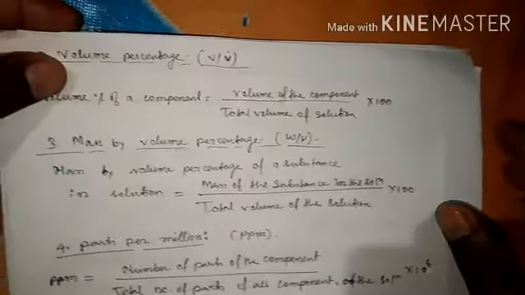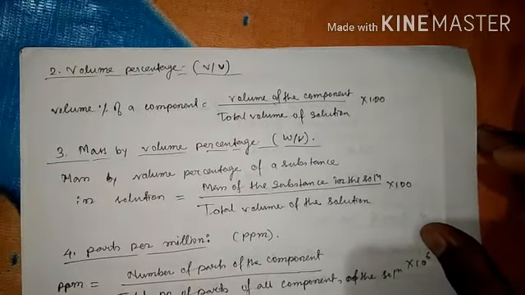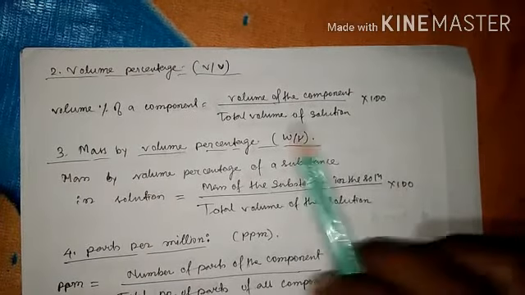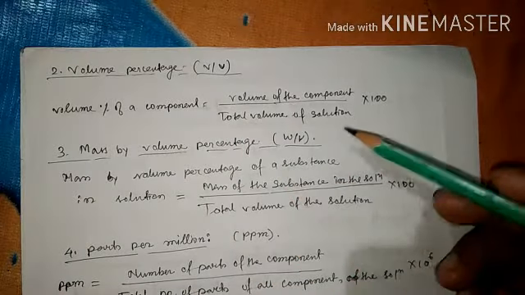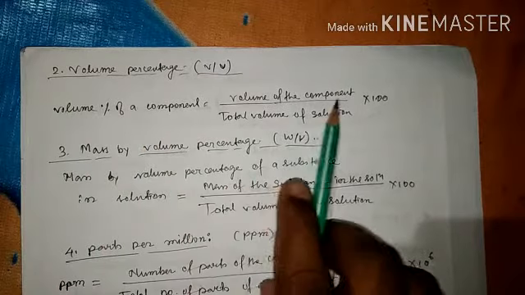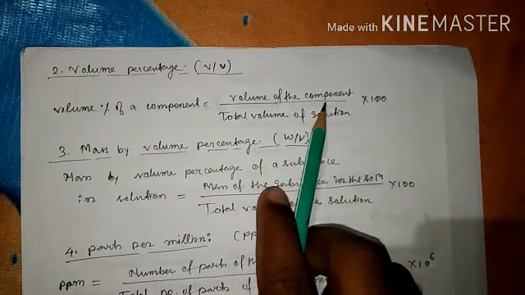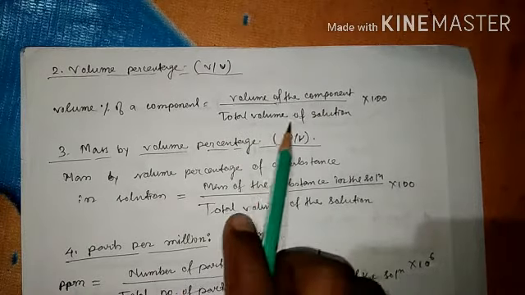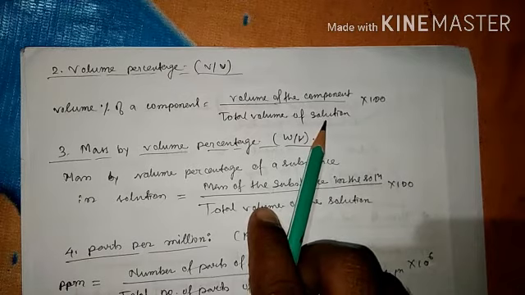Next, see, next is the volume percentage. Volume percentage, V by V, means both solute and solvent are in volume, that means ml. Volume percentage of a component is the volume of the component divided by the total volume of the solution. This volume of the component means the volume of the solute. Total volume of the solution means the volume of the solute plus the volume of the solvent, into 100.